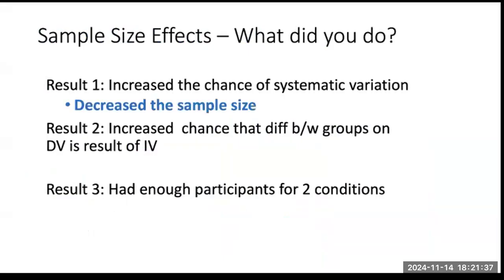You decrease the sample size. When you decrease the sample size, you are decreasing the diversity of your participant pool, and that's why we say that it likely increases the chances of variation. Okay, so result 2, if you increase the chance that the difference between groups on the dependent variable is a result of the independent variable, did you increase or decrease the sample size?